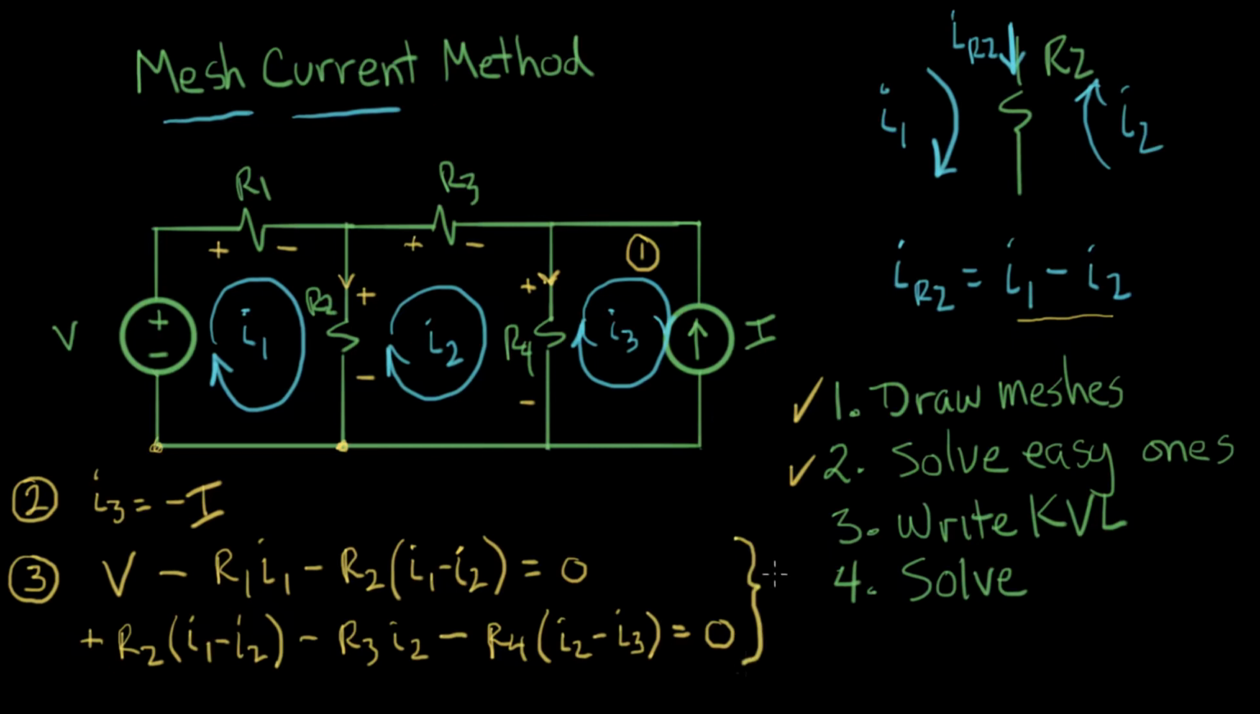So these are our two simultaneous equations that represent our circuit, and we wrote them using the mesh current method. So we get to check off step 3. And in the next video, we'll solve these two equations.